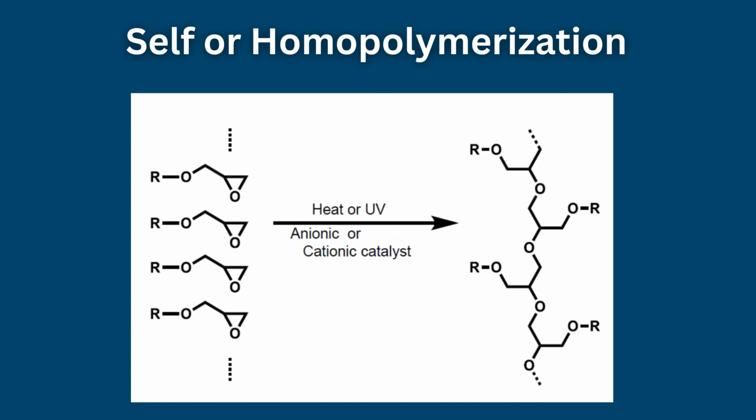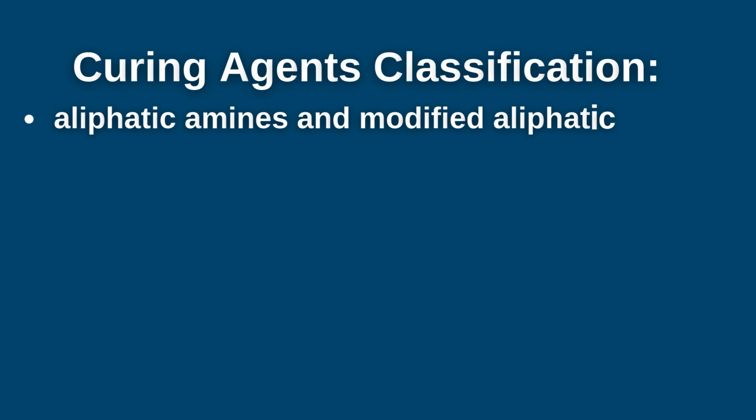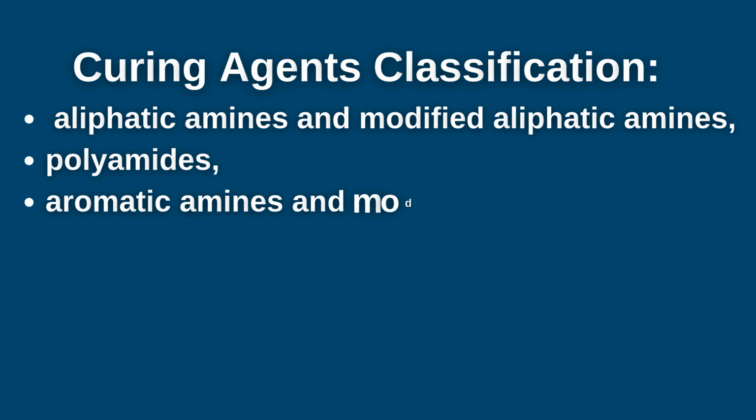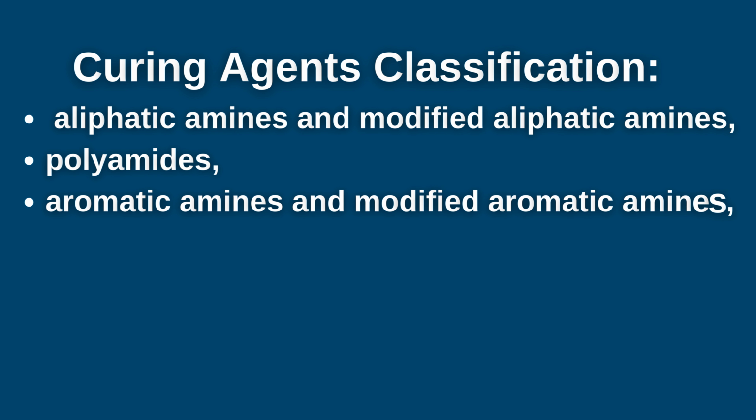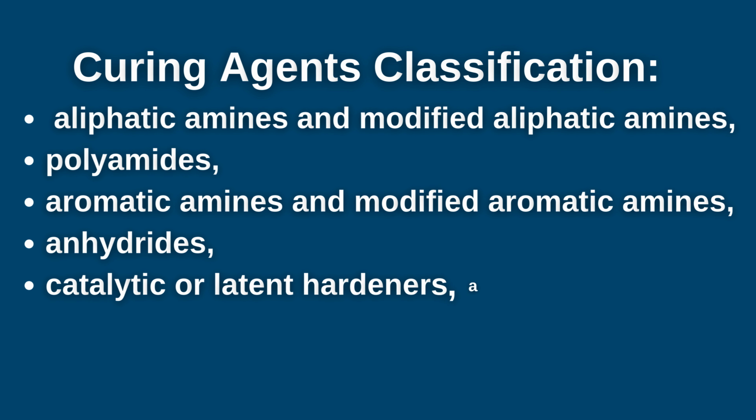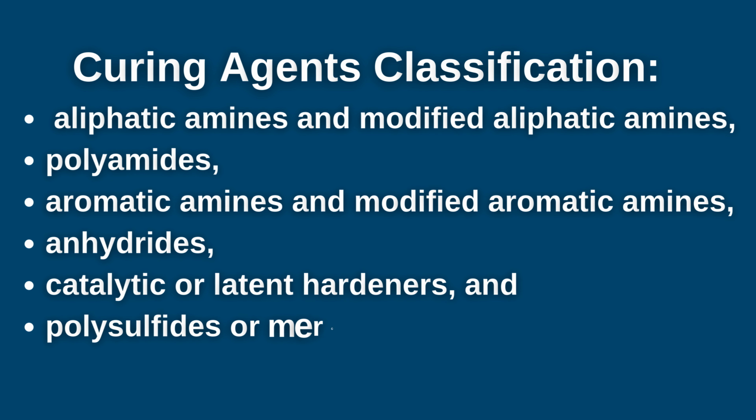A wide range of curing agents has been developed to tailor epoxy properties for specific applications. These curing agents can generally be classified into 6 main groups: aliphatic amines and modified aliphatic amines, polyamides, aromatic amines and modified aromatic amines, anhydrides, catalytic or latent hardeners, and polysulfides or mercaptans. Each class provides distinctive curing characteristics, including differences in curing temperature, reactivity, flexibility, and resistance to environmental factors.